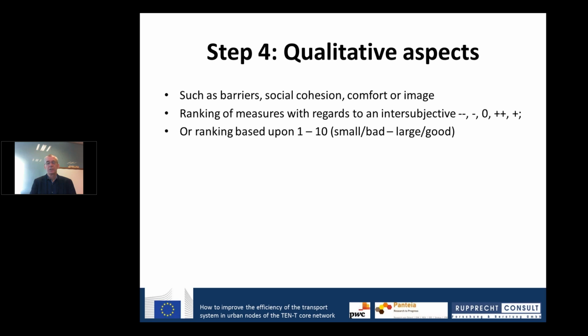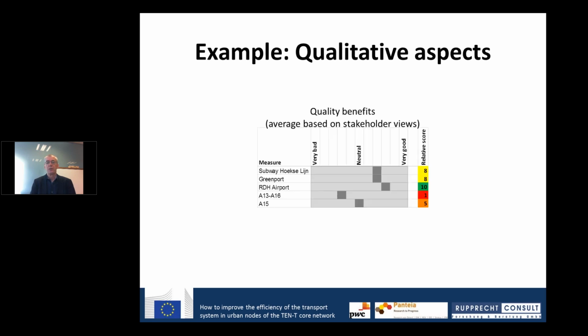Based upon these double minuses and double pluses, we ranked the projects from 1 to 10, which is small or bad or large or good. Now here's an example of the qualitative aspects in the Rotterdam case. As can be seen, the Rotterdam-The Hague Airport scores best in this case, while the A13, A16 scores least. And this one is based upon the pluses and minuses that were given by the different stakeholders.